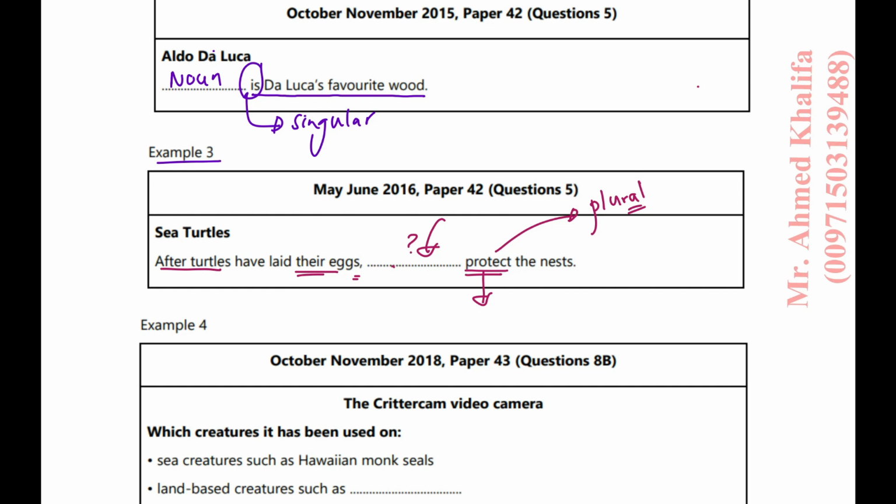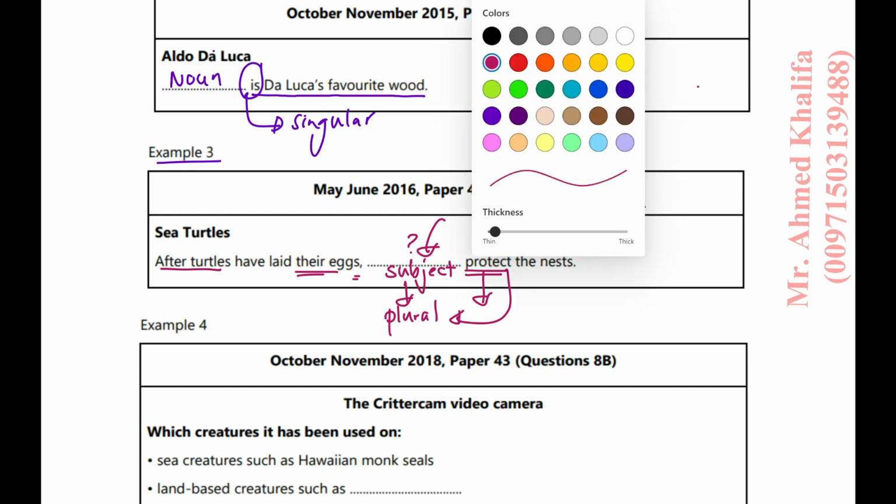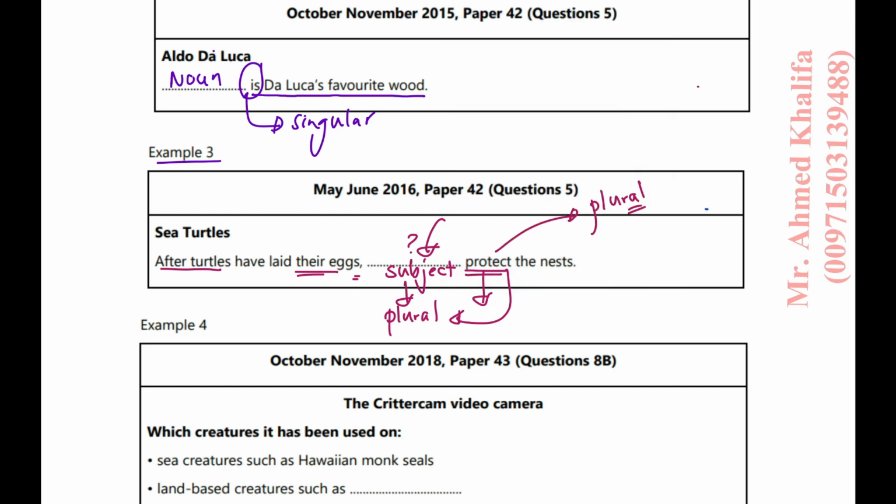So here we need what? A subject of a sentence. And this subject has to be what? Has to be plural. Why, teacher? Because protect is a plural form, present simple. Okay? So you cannot, for example, use, let us say here, this is wrong, of course.